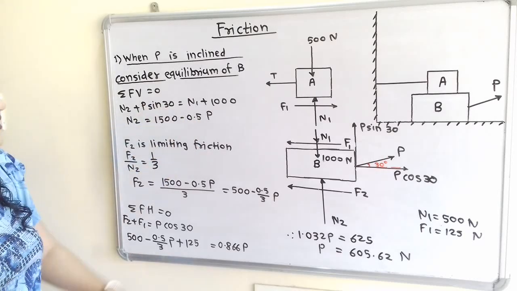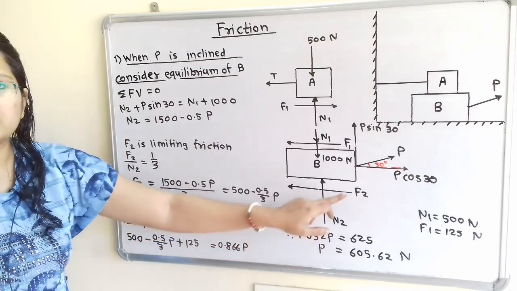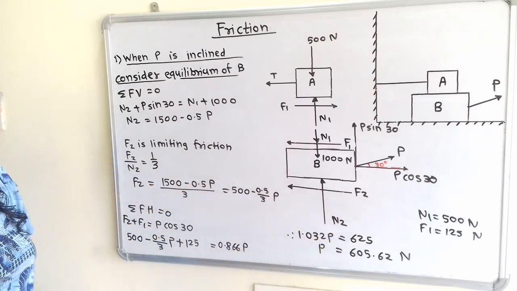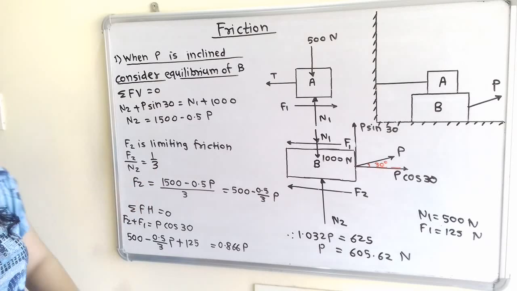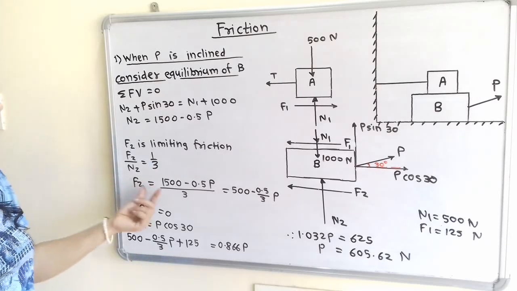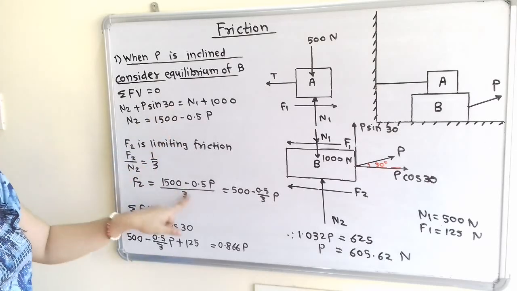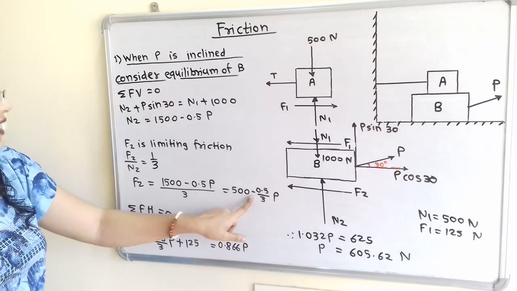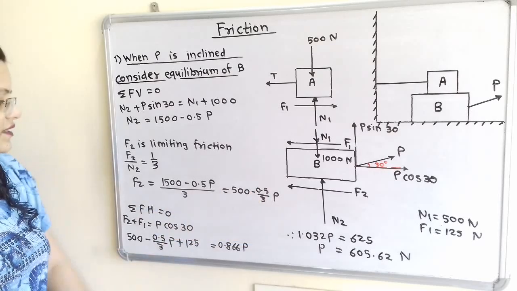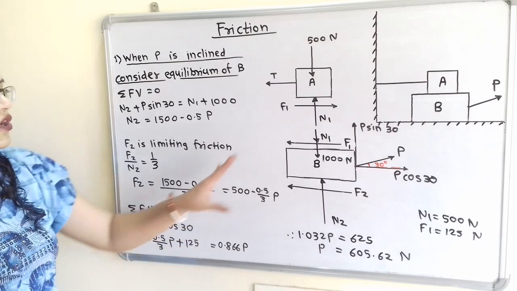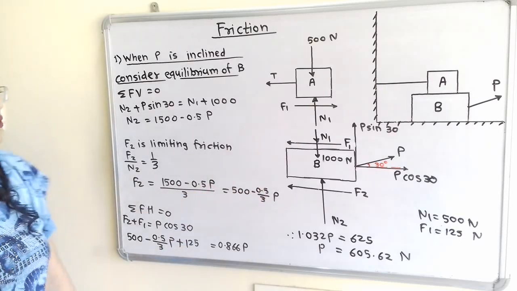Now F2 is the limiting friction and there is one relation between F2 and N2. So F2 by N2 is equal to 1 by 3. So F2 is equal to this divided by 3, which is equal to 500 minus 0.5 by 3 P. Now summation of all horizontal forces is equal to 0.